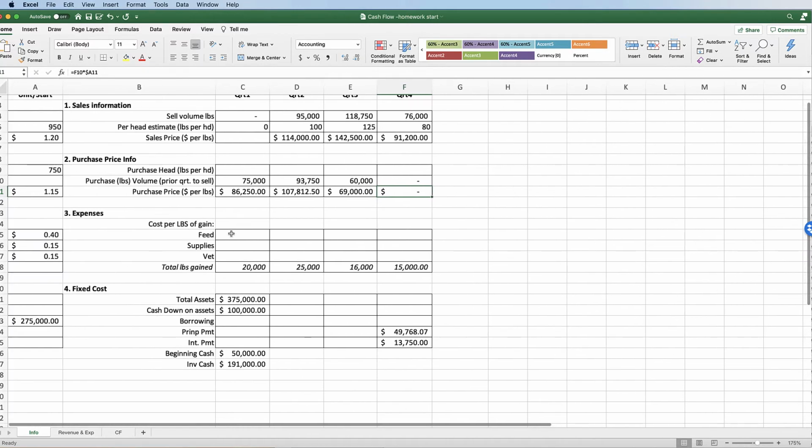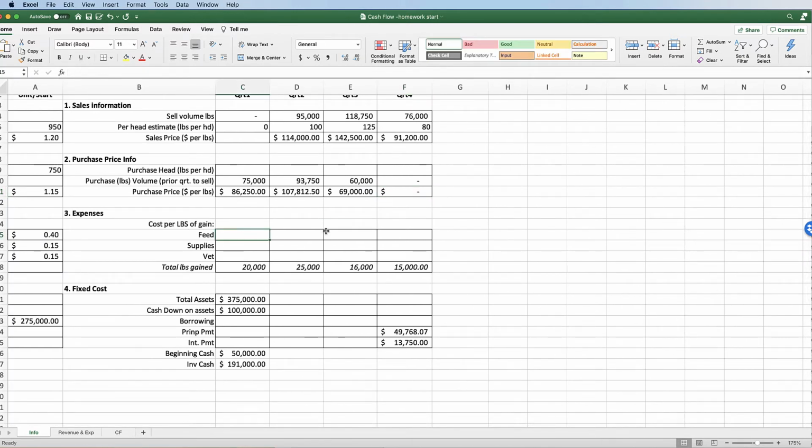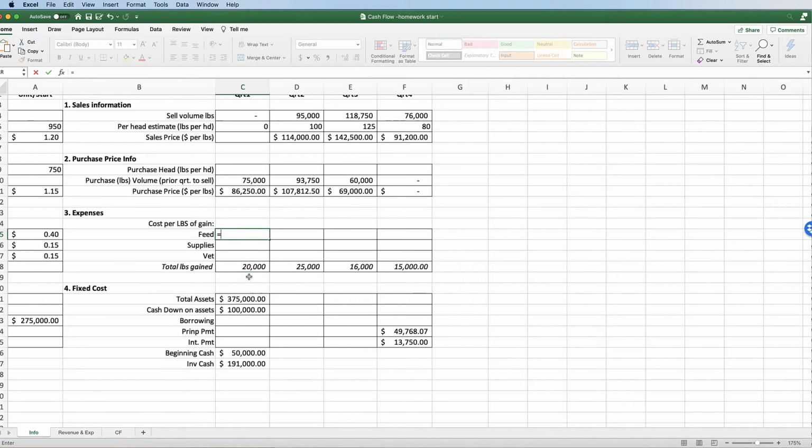Now I need to look at a few others. What about feed? Well, again, same idea, equals. My cattle are going to gain about that much in total, and I've got a feed contract that says they're going to give me the feed to get that done, and that's going to cost me 40 cents a pound. So that is going to be, double click, 20,000 pounds times the 0.40 is going to be $8,000. All right, so $8,000 is what that one is.